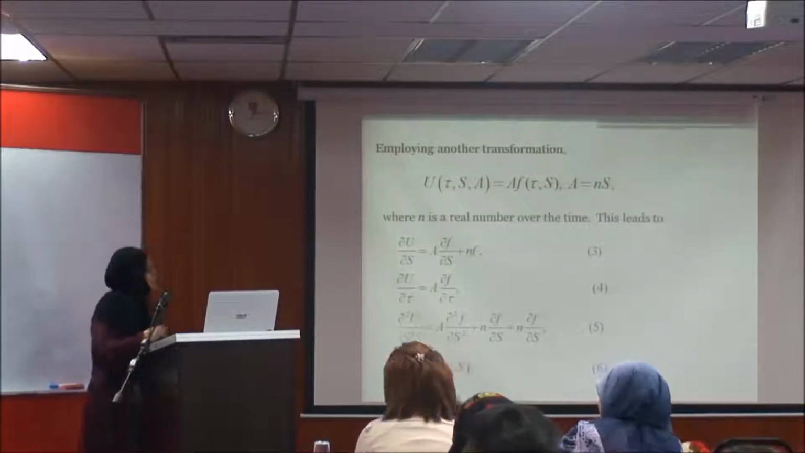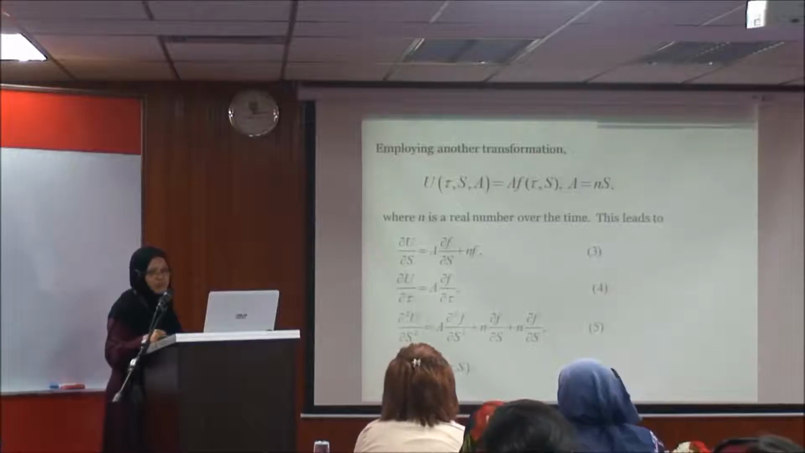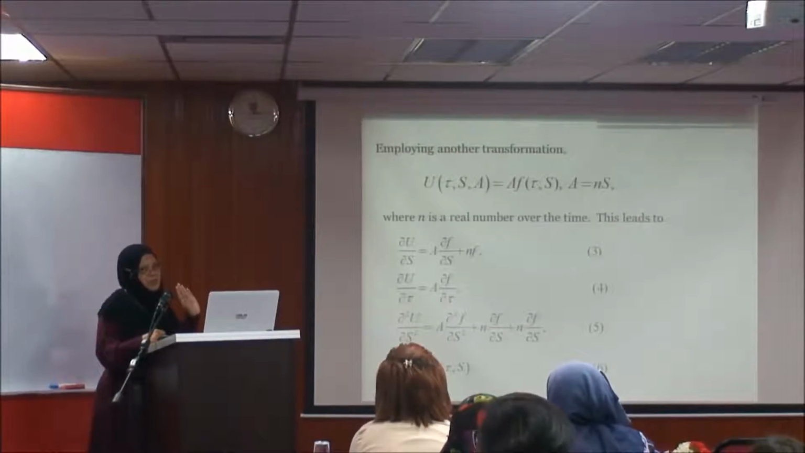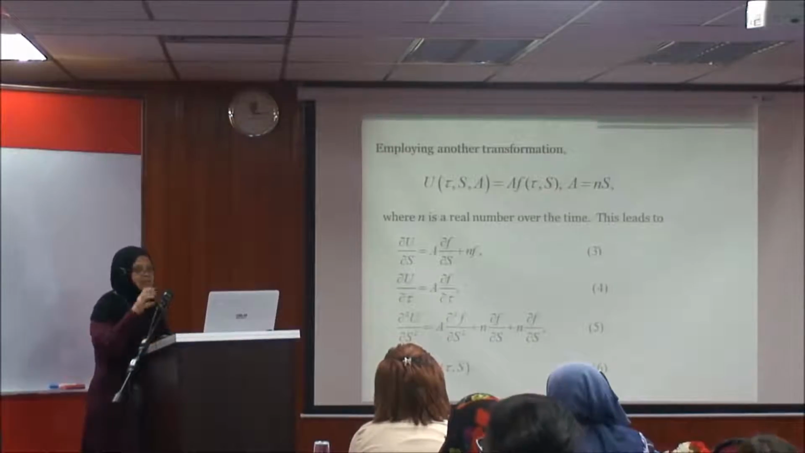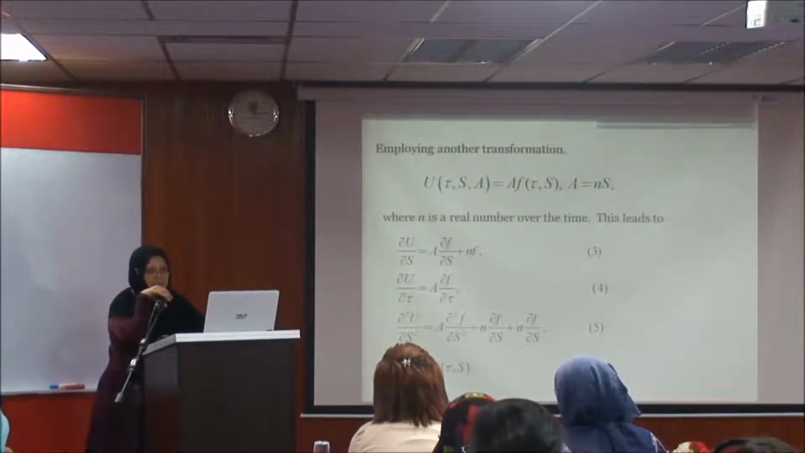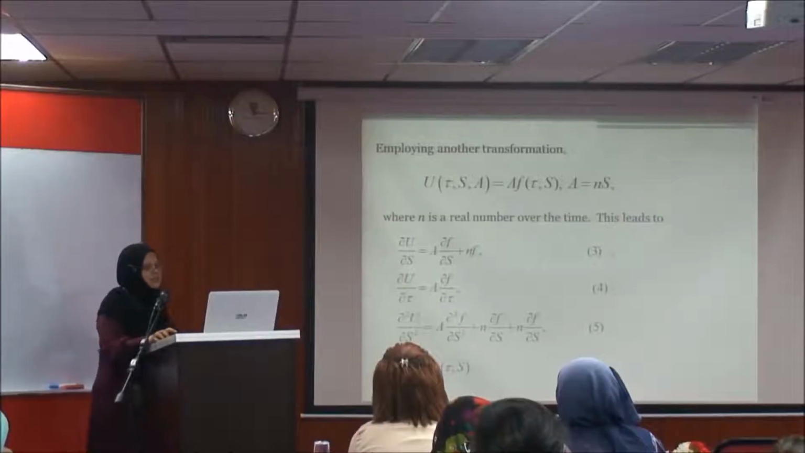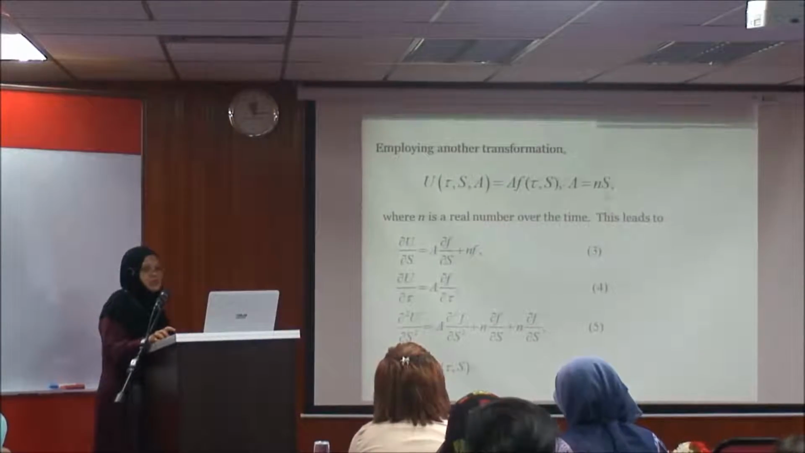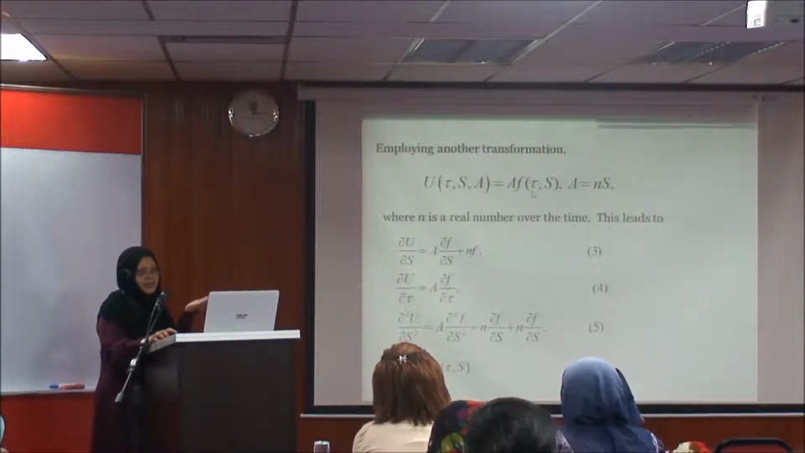So let's do another change of variables from the U. Now we are going to use the A outside times another function F of S, whereby A is actually e to the power of n times s, where n is a real number over the time. So we need equations 3, 4, 5, and 6 in order to change the U into the F.